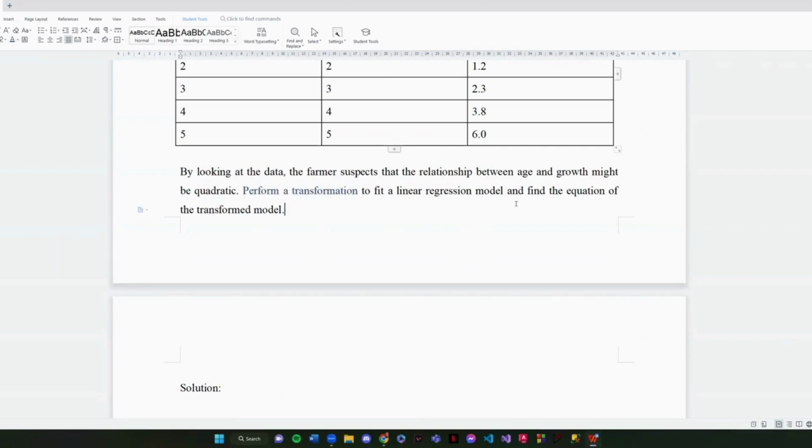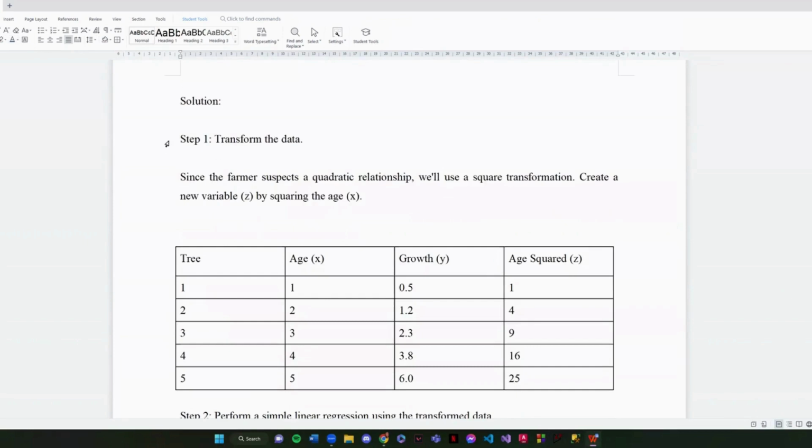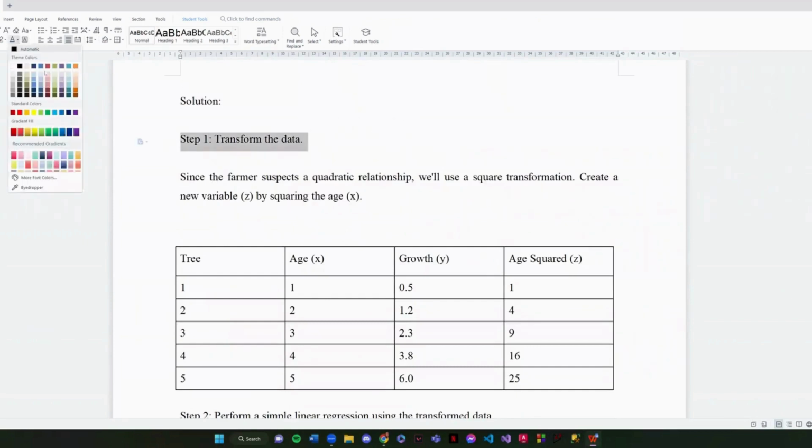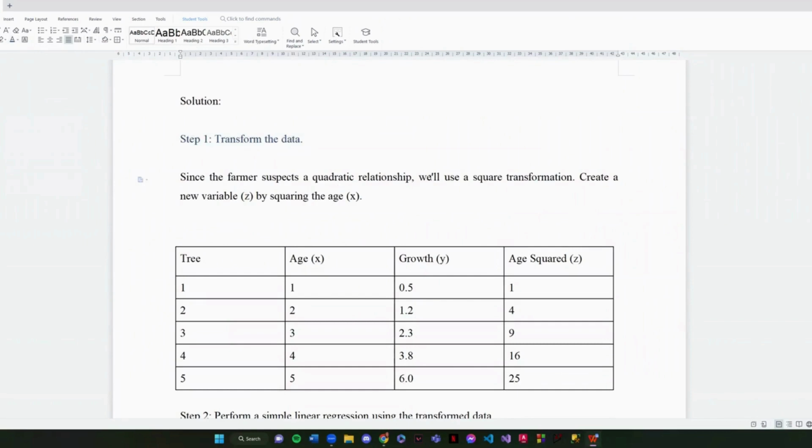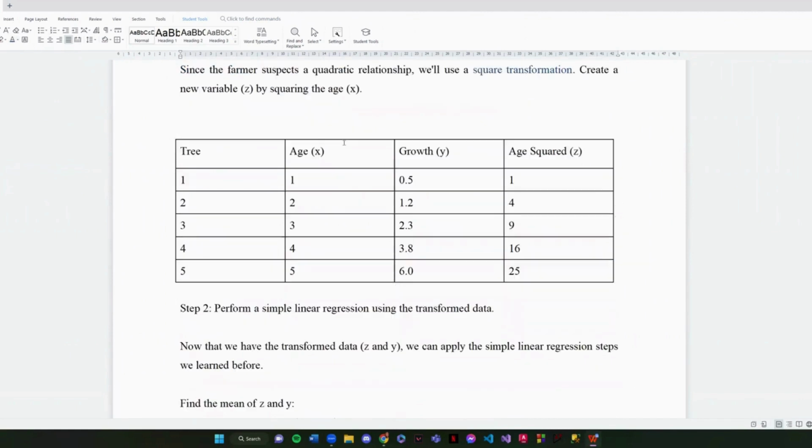So, step 1 is to transform the data. In this step, we will transform the data to make it suitable for a linear regression model. Since we suspect that the relationship between the age of the trees and their growth is quadratic, we'll create a new variable by squaring the age of the trees, and this new variable z will be used in the next step to fit a linear regression model. Since the farmer suspects a quadratic relationship, we'll use a square transformation. Create a new variable z by squaring the age x.